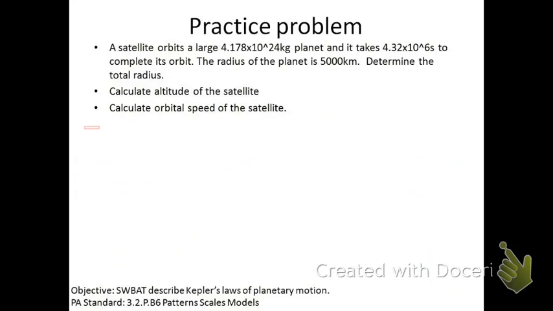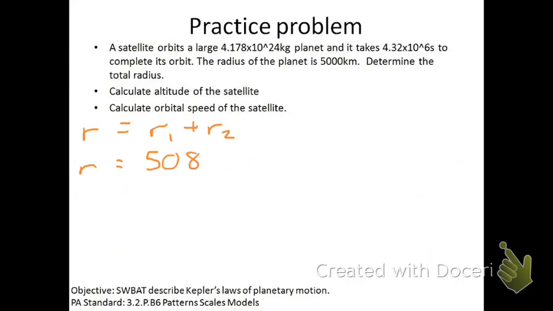R we call the total radius, and then there's R1, which was the radius of the planet, and R2 is the satellite altitude. Because if you add the radius of the planet and the altitude of the satellite, that's actually how far the satellite is from the actual center of the planet that it is orbiting, right?